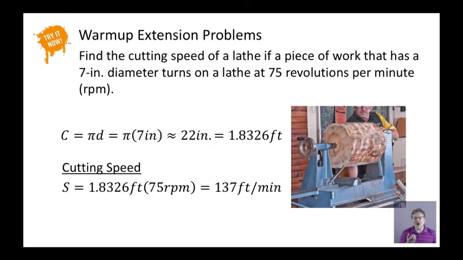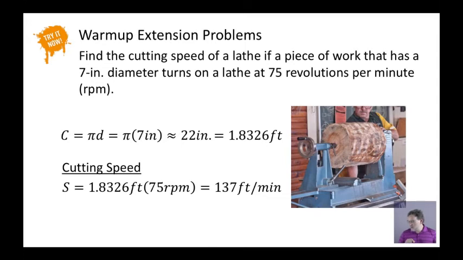Maybe you rounded it off a little bit differently. But I then converted it into feet by saying it was 1.8326 feet. I had to divide 22 by 12, and you get something similar to that. Again, maybe you rounded things differently, or you used a different value of pi. Your answer might be slightly different than this. Don't worry about it if it's close.